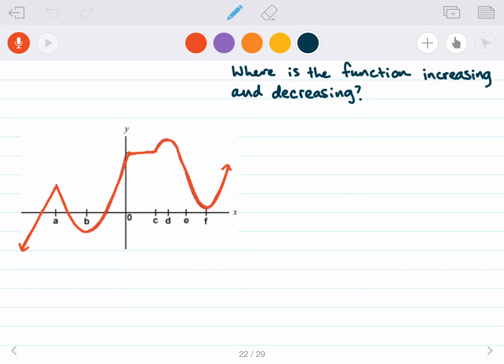Where is the function increasing and decreasing? Well, we start at the left, and it looks like it's increasing all the way from x equals negative infinity up until this point right here. So increasing from x is negative infinity all the way to a. Looks like a.